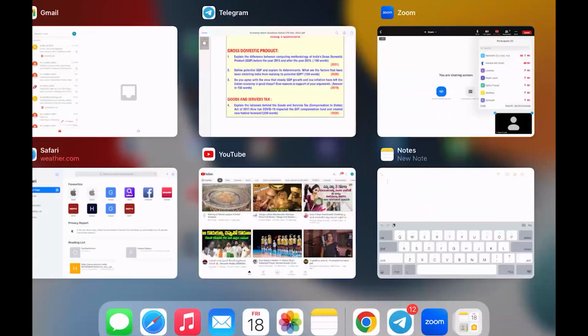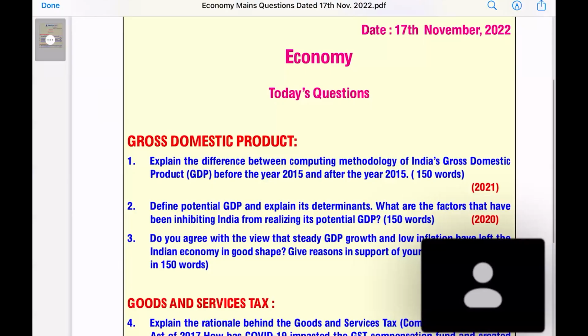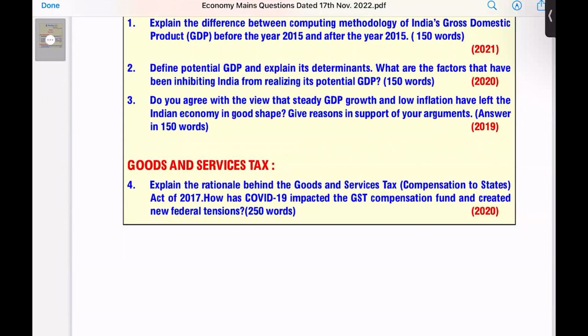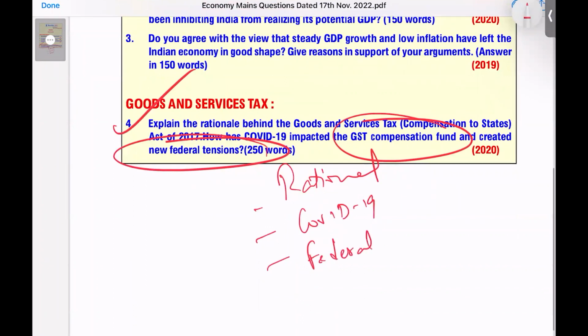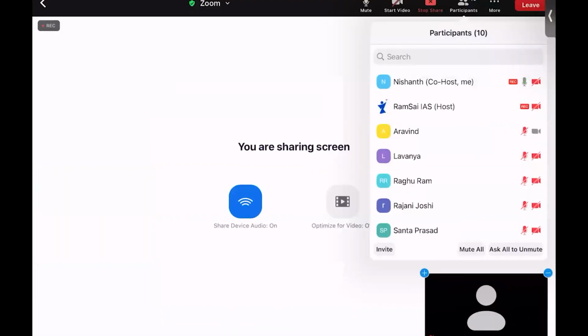So see the question which we have left yesterday. Explain the rationale behind the Goods and Services Tax Compensation to States Act. So explain the rationale behind the GST Act of 2017. How has COVID-19 impacted the GST compensation and created new federal tensions? So multiple dimensions. First is the rationale behind GST. Then how COVID has impacted GST. And finally, how it has created new federal tensions. And then introduction and then conclusion. So just take a couple of minutes before we discuss the framework and the model answer.